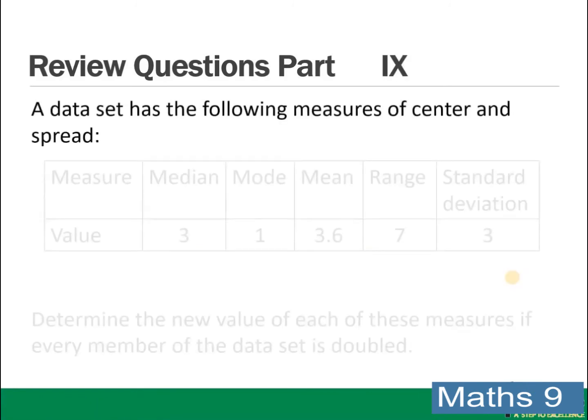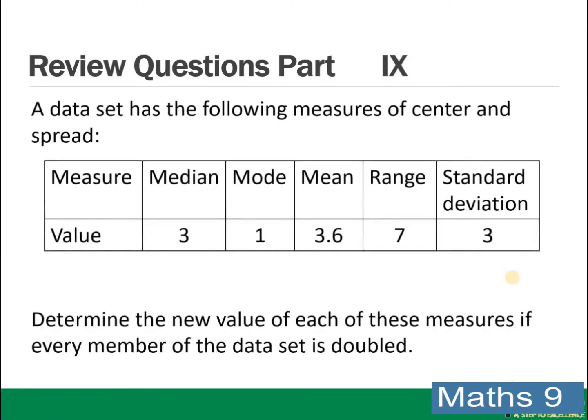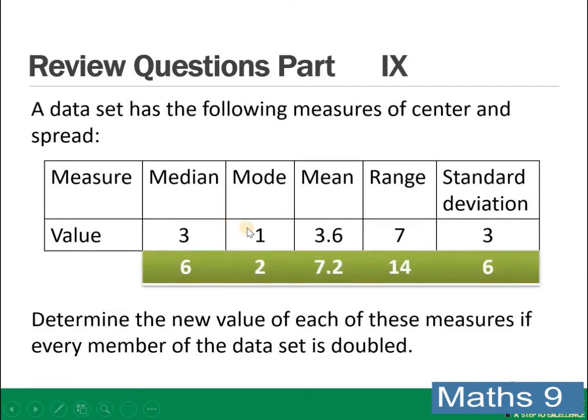Part 9. A dataset has the following measures of centre and spread. Determine the new value of each of these measures if every member of the set is doubled. Pause the video whilst you decide. Here's the answer. The median, mode, mean, range and standard deviation are all doubled.